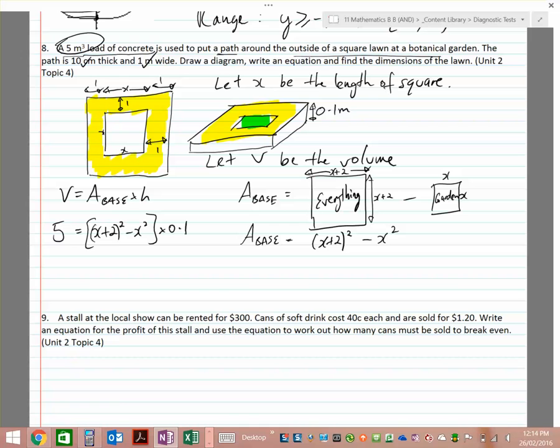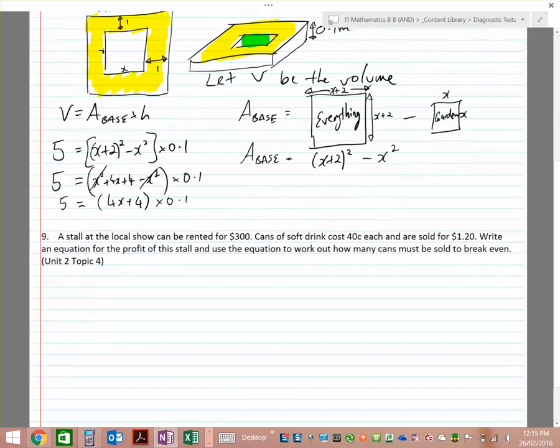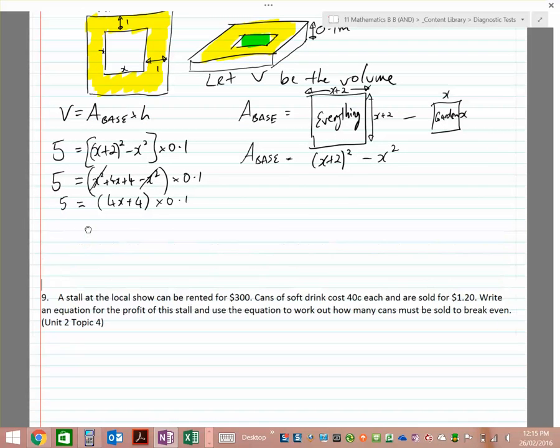It's not actually that bad to solve at all. There's lots of squares there, but when we do this expansion, inside x plus 2 all squared is x squared plus 4x plus 4. These x squared terms are actually going to cancel each other out. So we'll just have 5 equals 4x plus 4 times 0.1. And then it just turns into one of those equations similar to question 1.